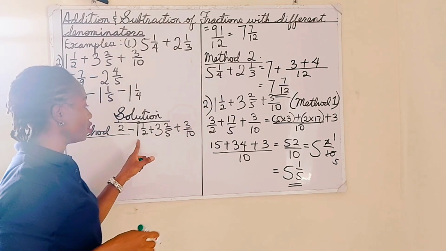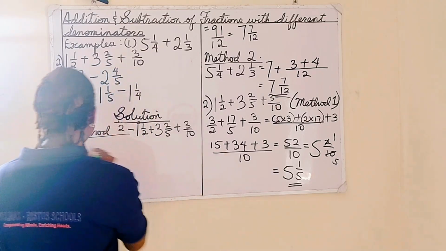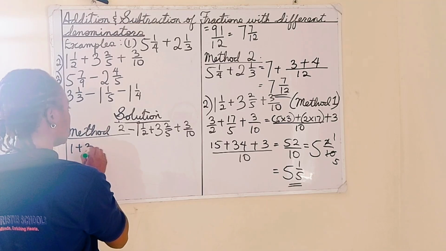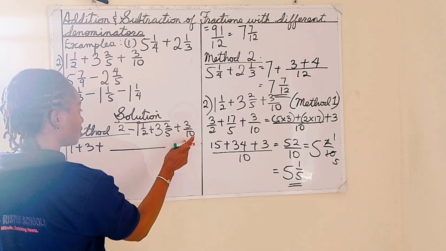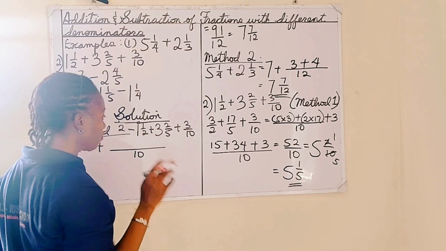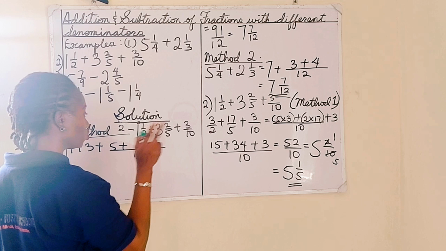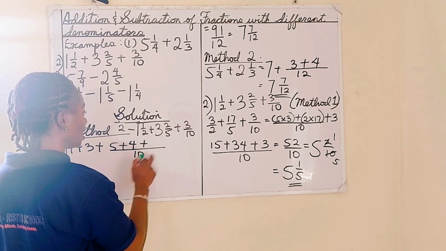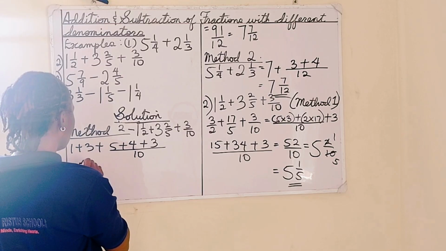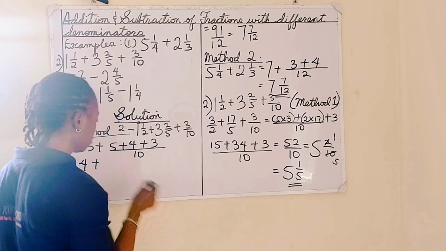Now this second method, we're going to add the two whole numbers together, and that leaves us with 1 plus 3 plus, now the LCM here is still 10. 10 divided by 2 will give us 5. 5 times 1 is 5, plus 10 divided by 5 is 2. 2 times 2 is 4, plus 10 divided by 10 is 1, and 1 times 3 is 3. So we have 4 plus 5 plus 4 is 9. 9 plus 3 is 12.